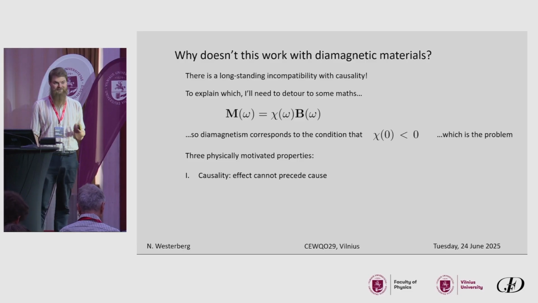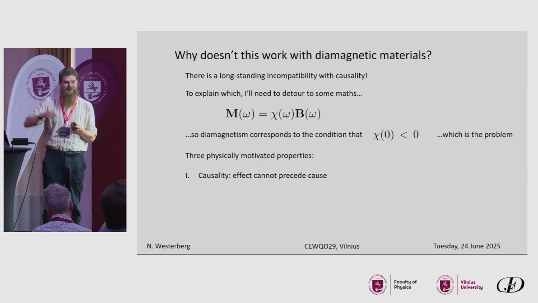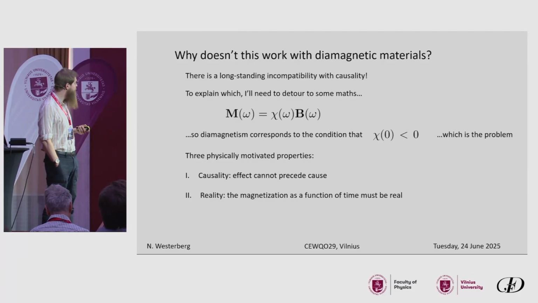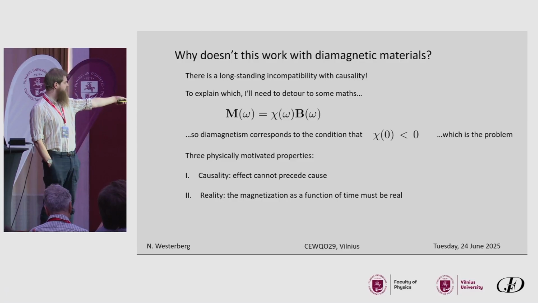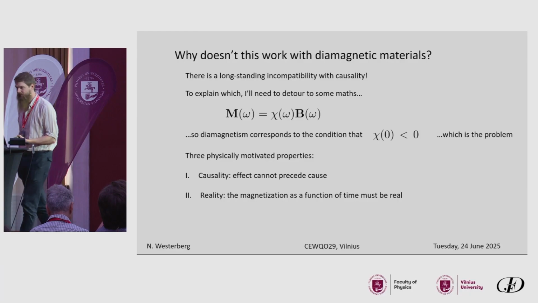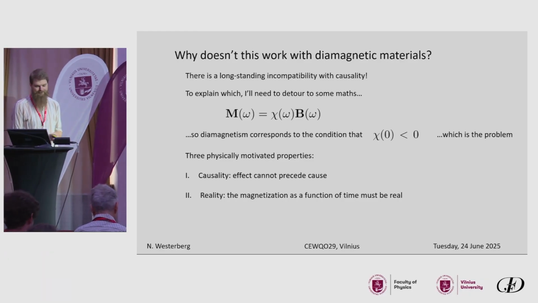Causality: if you do something, if you wiggle something, you're really going to get an effect later on in time, right? And that's a principle that we should care about. Reality: yes, okay, so the magnetization is something measurable, so it needs to be some sort of real field.